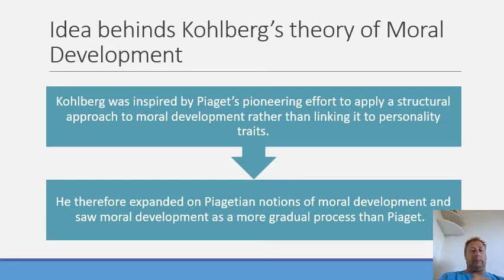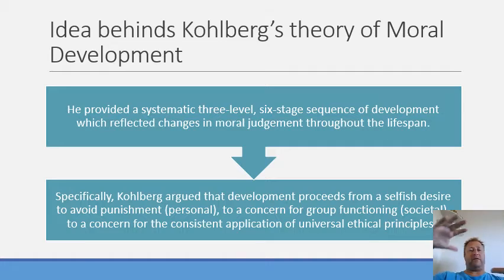Okay, and so what Kohlberg did was provide a systematic 6-stage approach to the morals that you develop. So you start at number one, and you work your way through, and you end up somewhere. Okay, and he argued that this proceeds from being selfish, avoiding punishment, to being good for society, and then massively ethical principles. But you're going to do some work in a minute.